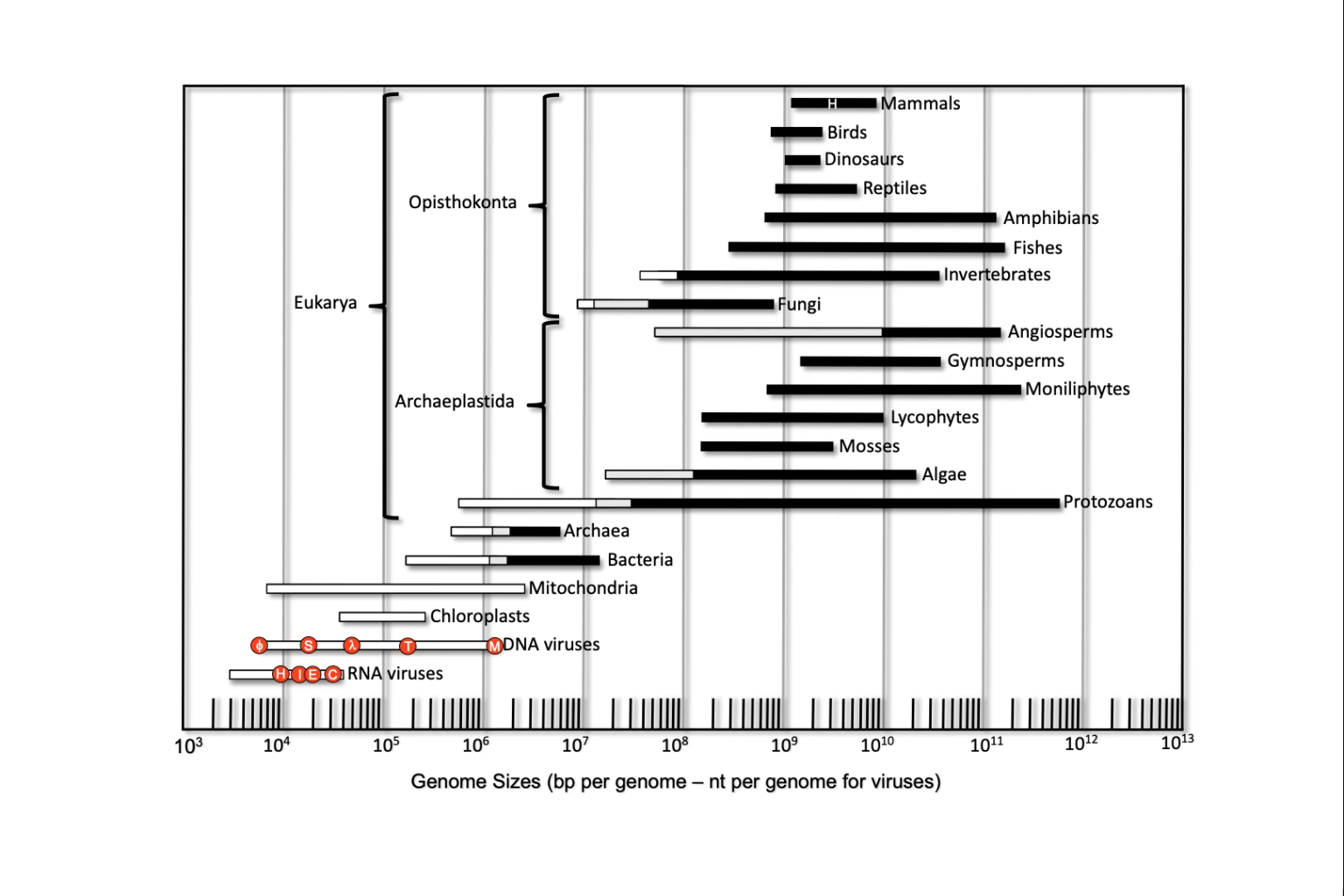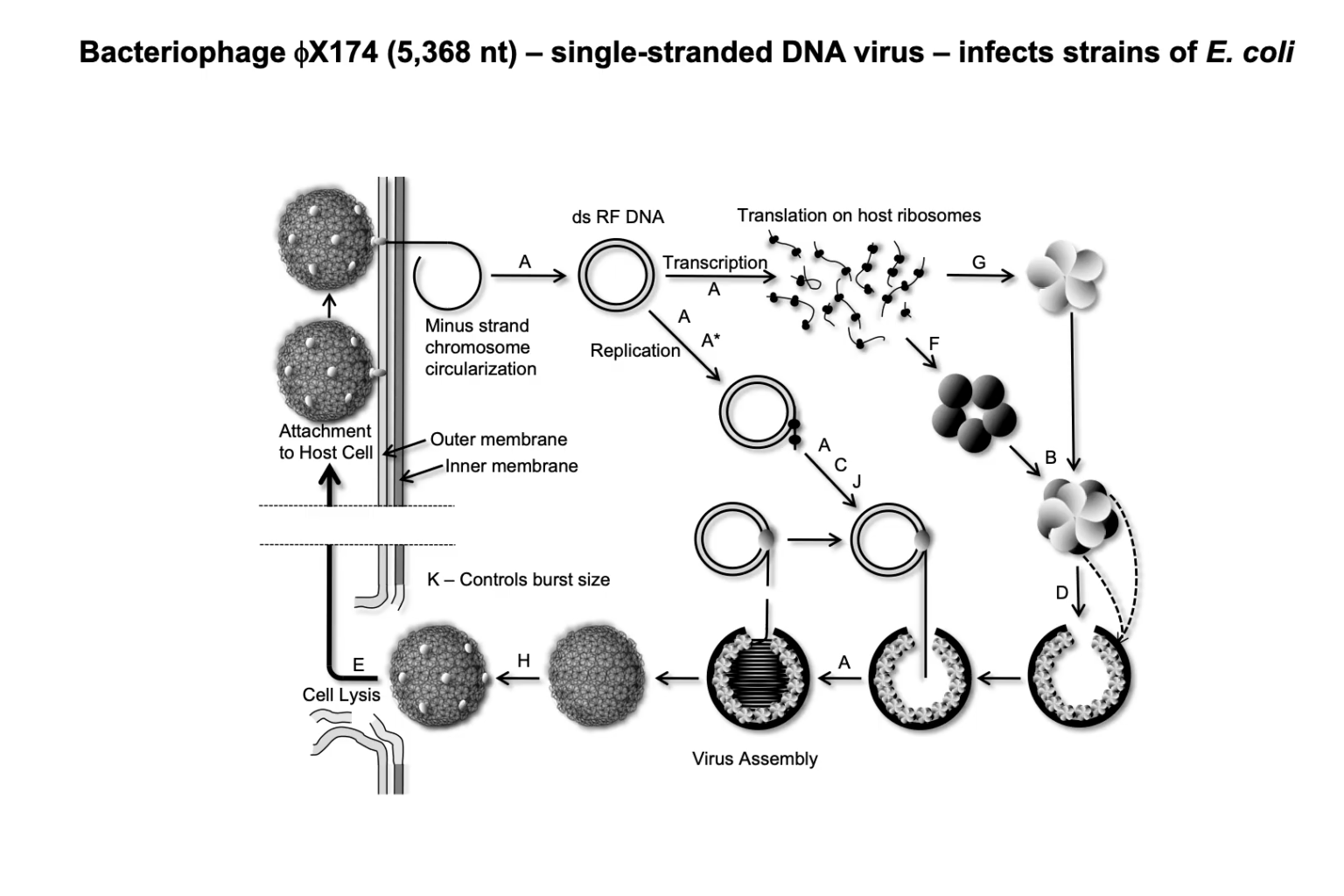So I'll be talking about several DNA viruses, starting with ΦX174, which is a single-stranded DNA virus. All the others are double-stranded DNA viruses. So here's bacteriophage ΦX174, the life cycle, or the infection cycle. It consists of 5,368 nucleotides, a single-stranded DNA virus, and it infects strains of E.